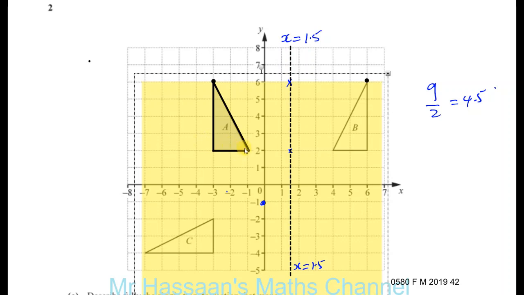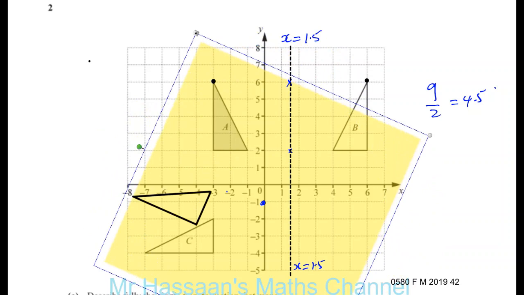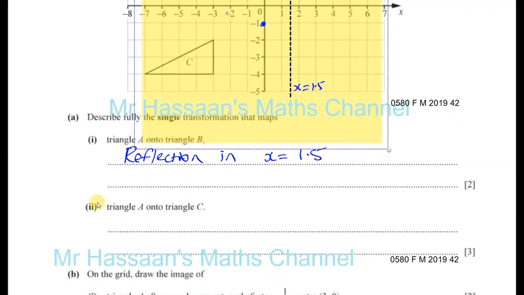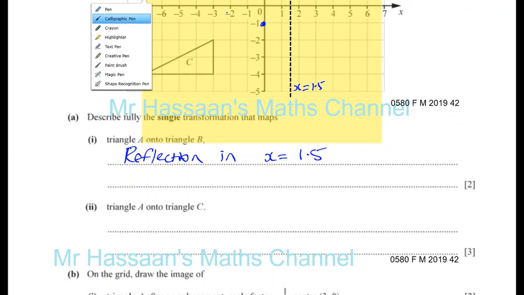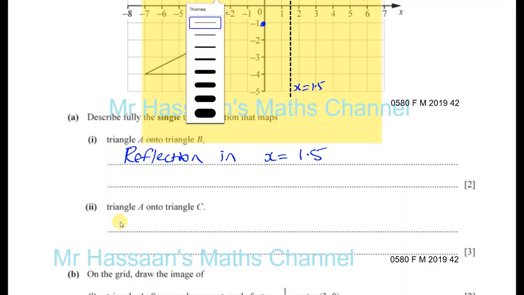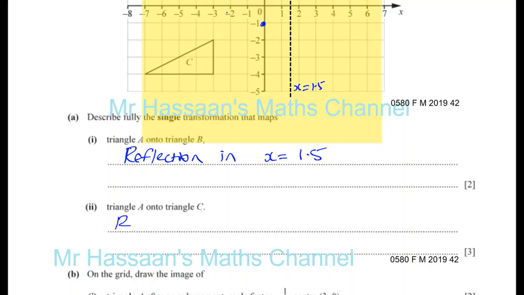So we can see that this is a rotation of 90 degrees, and it's anti-clockwise, and it's about the point 0 minus 1. You have to write all those things down. You have to mention that it's a rotation. So you first state what type of transformation it is, rotation. And then you state it's 90 degrees. That's the second thing they need.